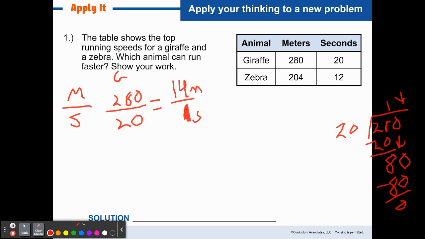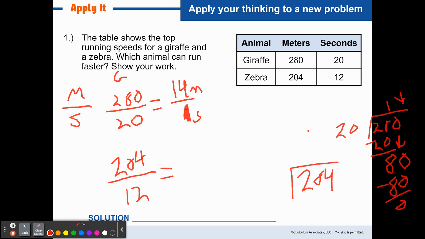Then we have the zebra. 204 meters for every 12 seconds. That's the rate that they gave us. So we want to know per second. So we can take 204 divided by 12. Right? 12 times 2 is 24. That's not what I want. So we just do 1. Okay. Minus 12. It's supposed to be a 2, guys.